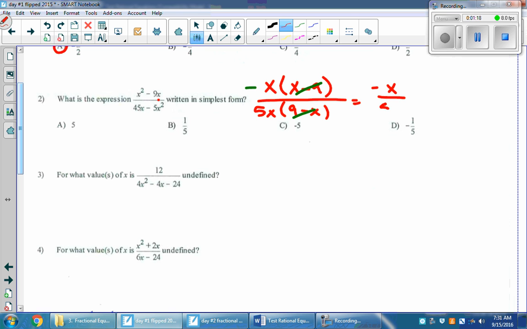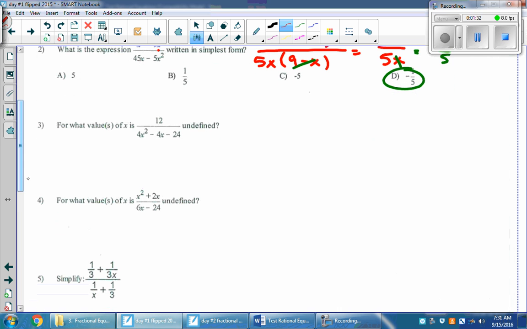I have x over 5x. I have a monomial over a monomial. I can cancel parts of them at any time. I cancel the x's. So I get -1/5. Look at it. It's right there. Choice D.